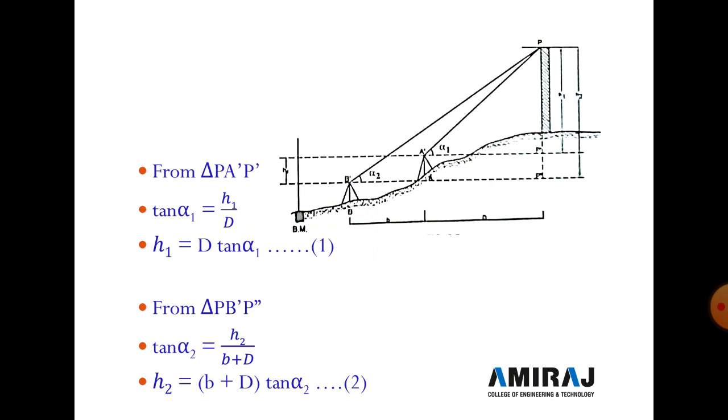Now we take another triangle, triangle number 2 PB dash P double dash. So this triangle is a PB dash P double dash. Now apply the triangulation formula like tan alpha 2. So tan alpha 2 is equal to h2 divided by b plus d. So h2 is equal to b plus d tan alpha 2. So this one is the equation number 2.